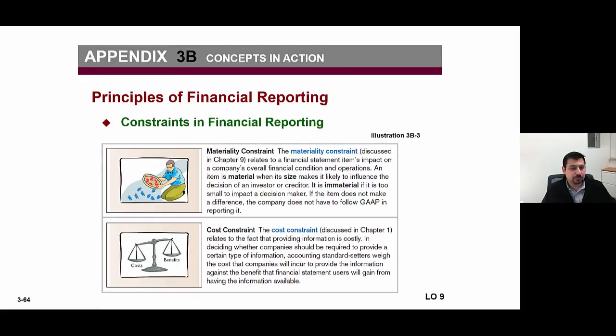On the other hand, the cost constraint talks about the cost-benefit of adding more information. Well, of course, the more information, the higher the transparency. But at a certain point, the costs would largely outweigh the benefits of added information, and the cost to the companies might be very, very high, while the benefits to the users might not be that important or material.